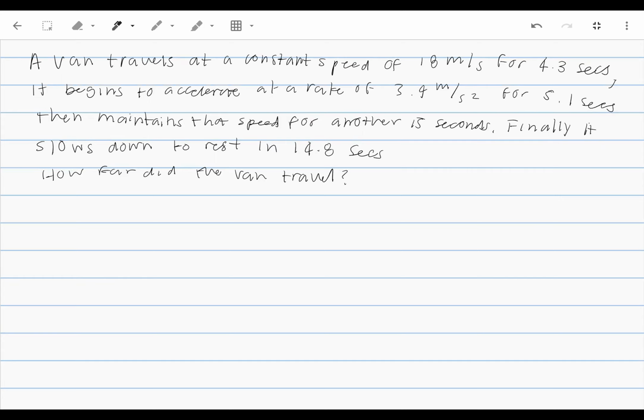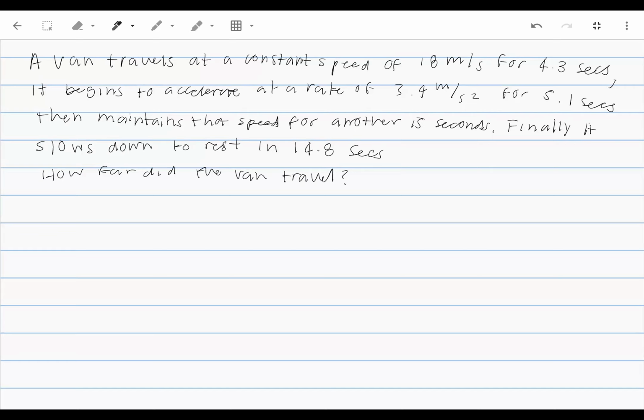And for this fifth one, I wanted to do an overview, or I'll give you one of the hardest problems and see if you can put it all together. A van travels at a constant speed of 18 meters per second for 4.3 seconds. It begins to accelerate at a rate of 3.4 meters per second squared for 5.1 seconds, and then it maintains that speed for 15 seconds. Finally, it slows down to a rest in 14.8 seconds. How far did the van travel?